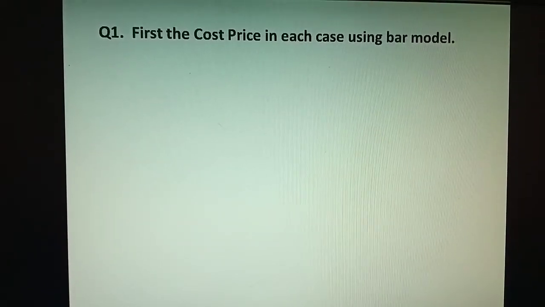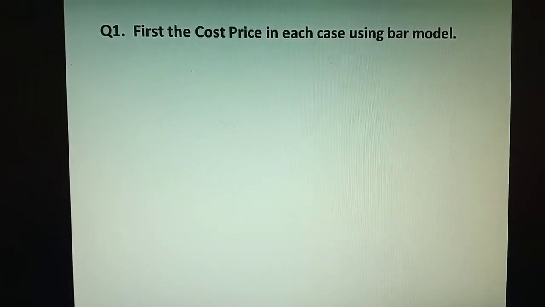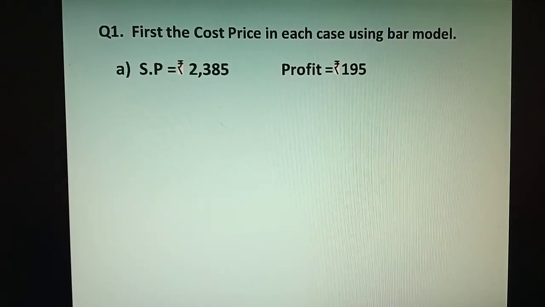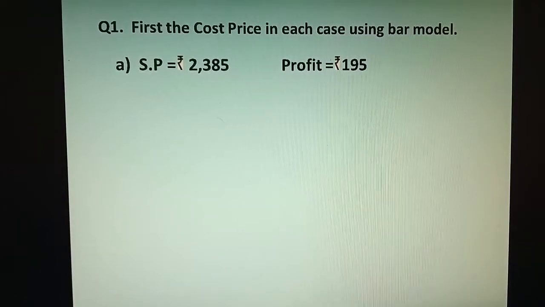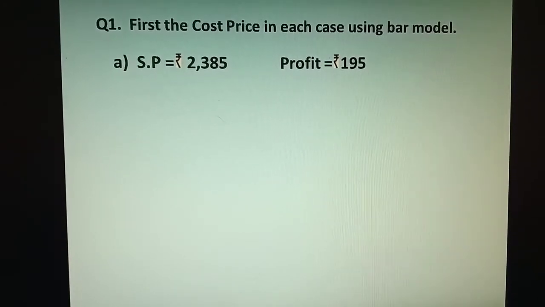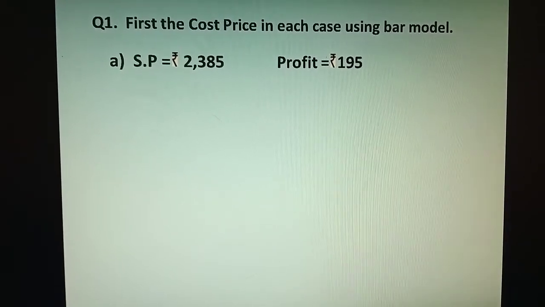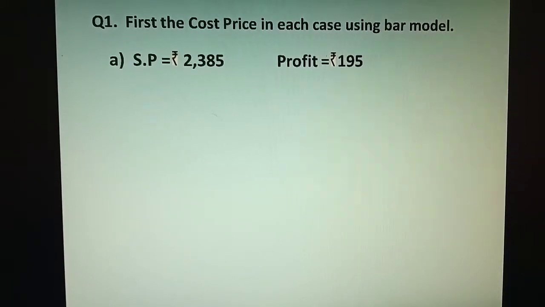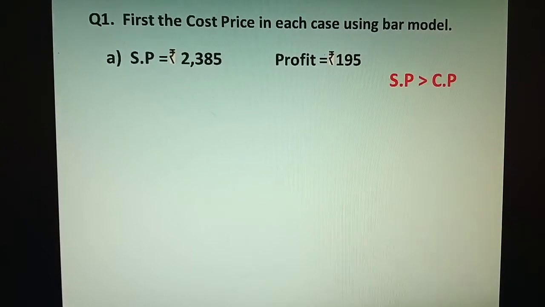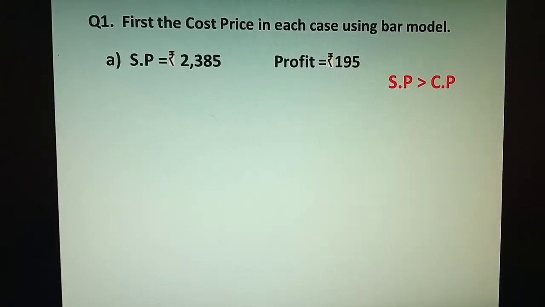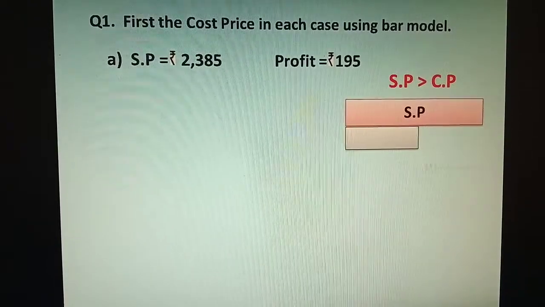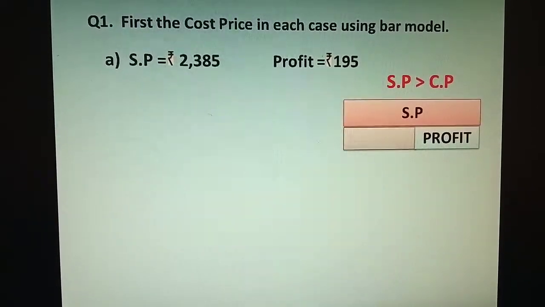Let's do the questions now. First question is, find the cost price in each case using bar model. First one is given to us. SP is 2385 and profit is 195. Since it is a profit, that means SP is greater than CP. So bar model will have SP in upper bar, the whole, and CP and profit in the lower bar. Now we have to find the CP.